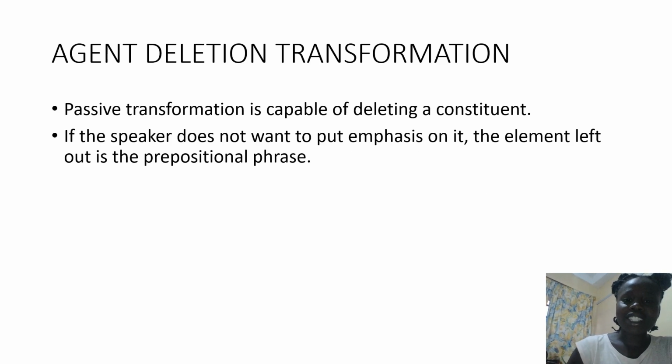There is the agent deletion transformation. Passive transformation is capable of deleting a constituent if the speaker does not want to put emphasis on it. For example, if a speaker doesn't want to put emphasis on a certain element, most of the time the prepositional phrases are the ones that are mostly left out.